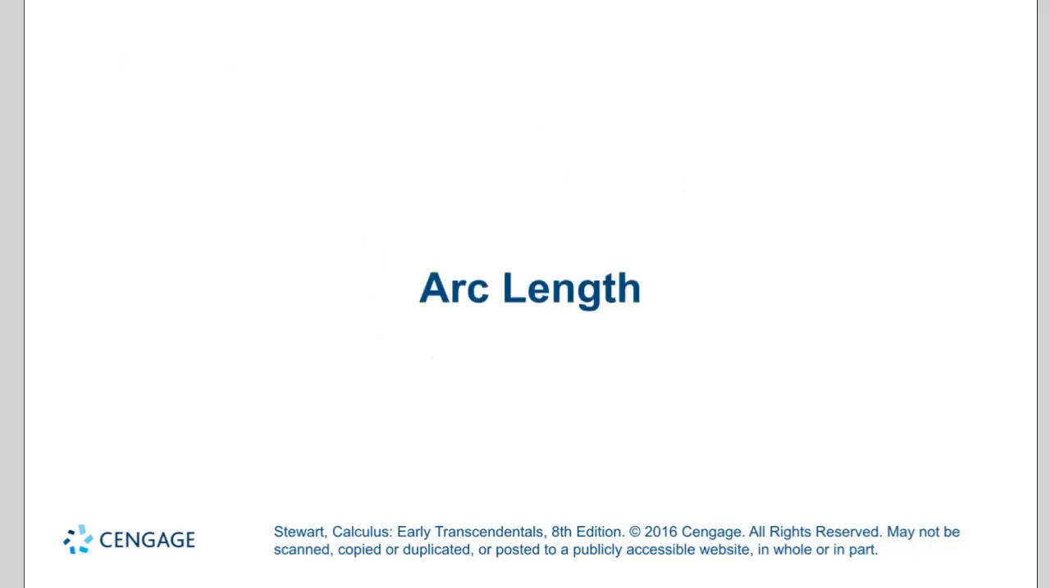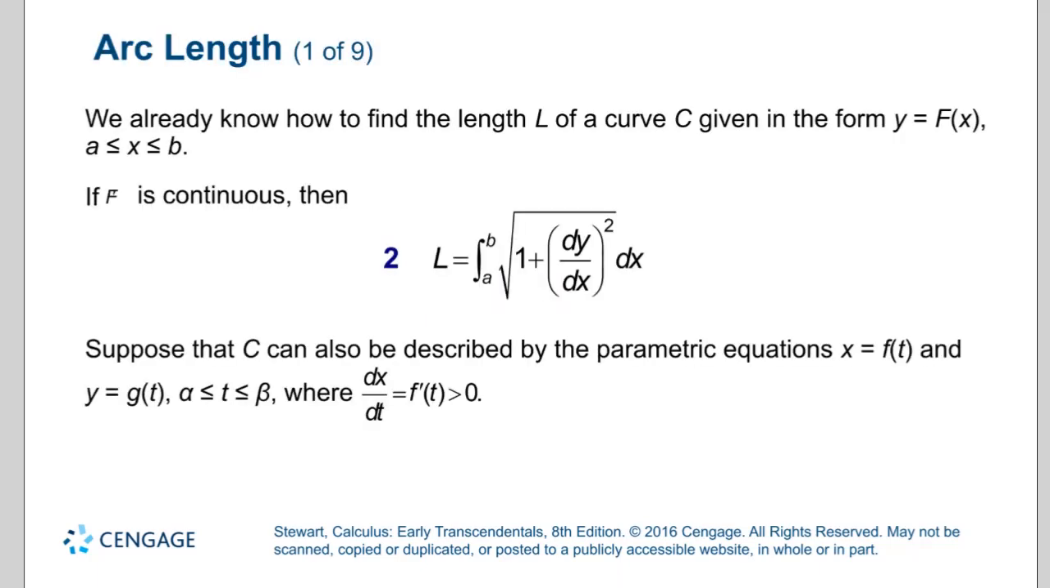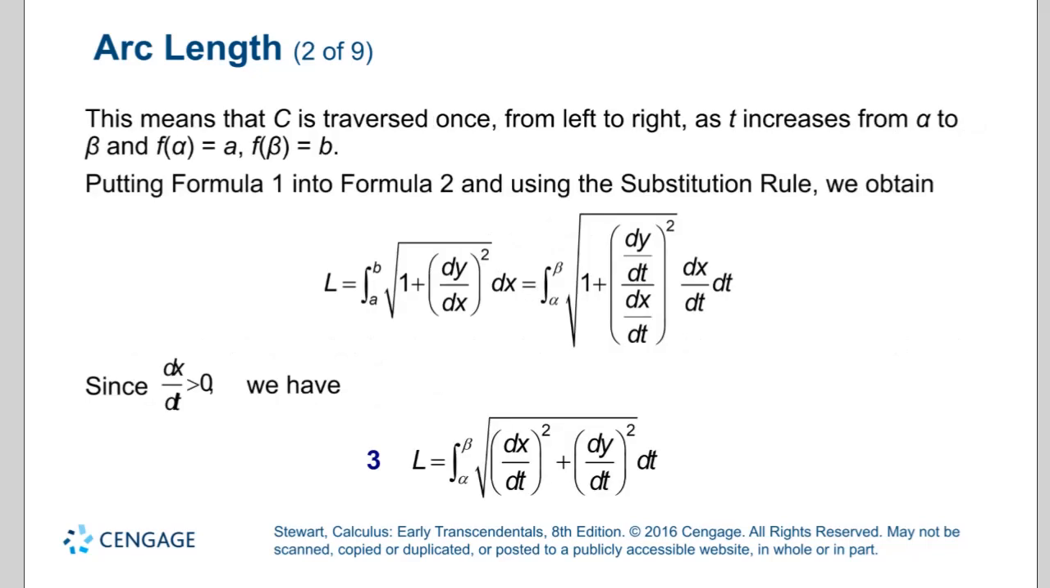The next thing we're going to look at is finding the arc length of a parametric equation. If we remember, the length of a curve is the integral from a to b of the square root of 1 plus the derivative of the function squared. So in terms of what we have currently, we have dy/dt over dx/dt, which is dy/dx.